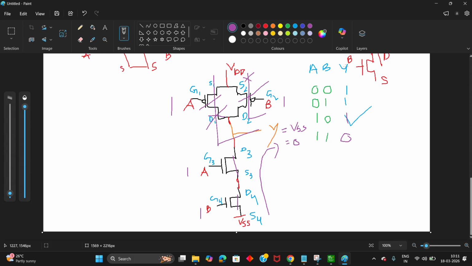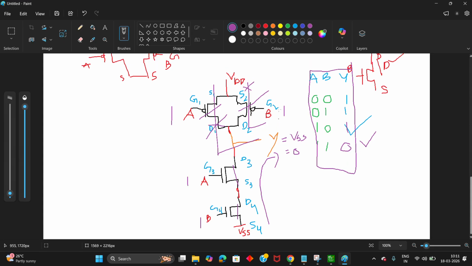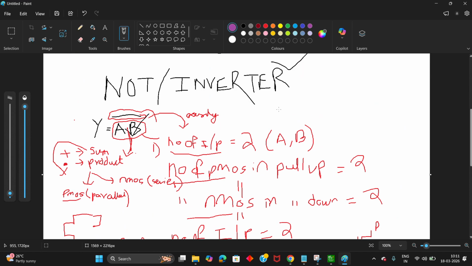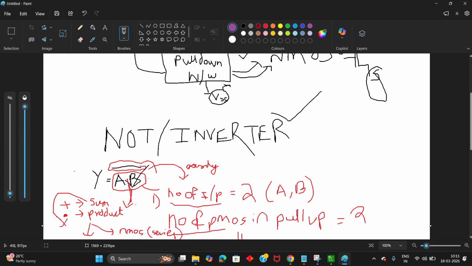If you clearly observe this particular table, this is the table for the NAND gate, right? We got the NAND gate operation. We just implemented the logic under the whole complement.